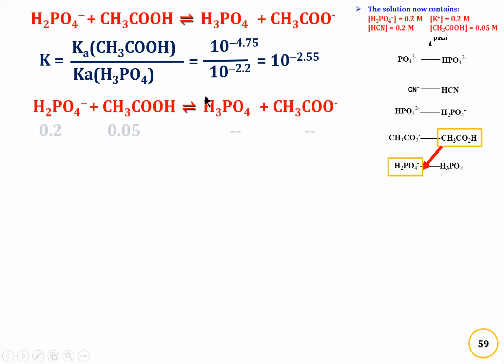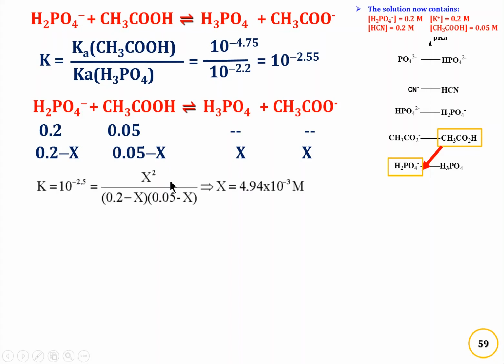So we have to consider this reaction to find the pH of the final solution. We write the reaction at T equals 0. We have 0.2 H2PO4 minus and 0.05 acetic acid. The reaction proceeds till equilibrium. K of the reaction is very low, so this reaction is limited. We have to calculate X at equilibrium. So we have at equilibrium 0.2 minus X, 0.05 minus X, X, and X.